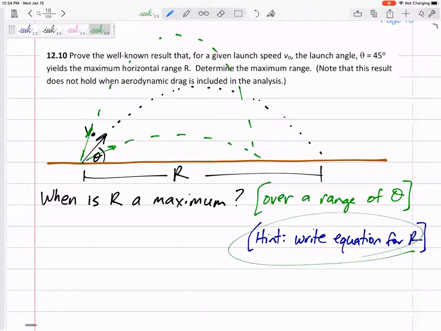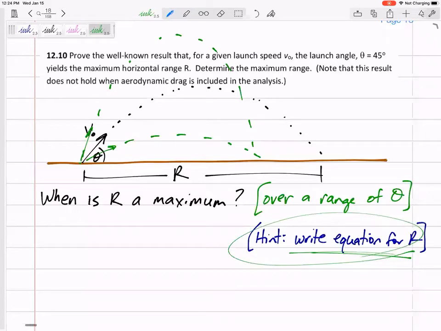We could write an equation for R over any theta. So I'm just going to leave theta in there. And so in my X equation, I'm going to have cosine theta, and in my Y equation, I'm going to have sine theta. And eventually we could solve for theta. But first, write an equation for R.